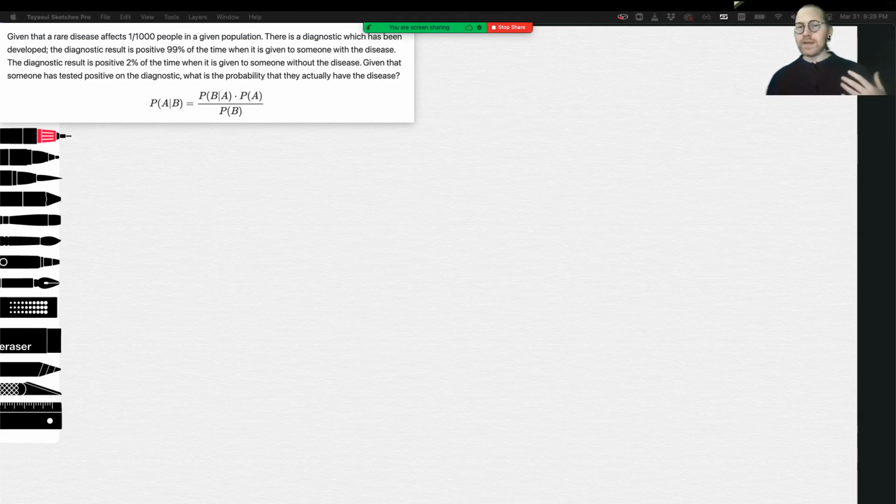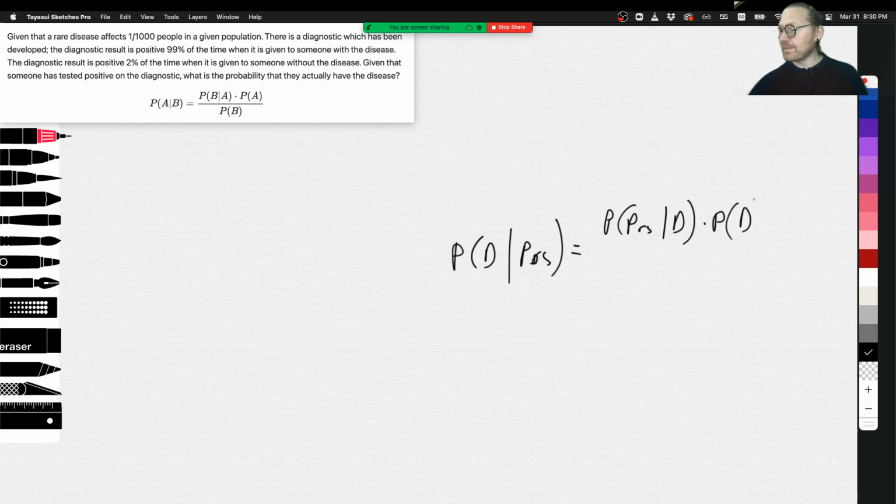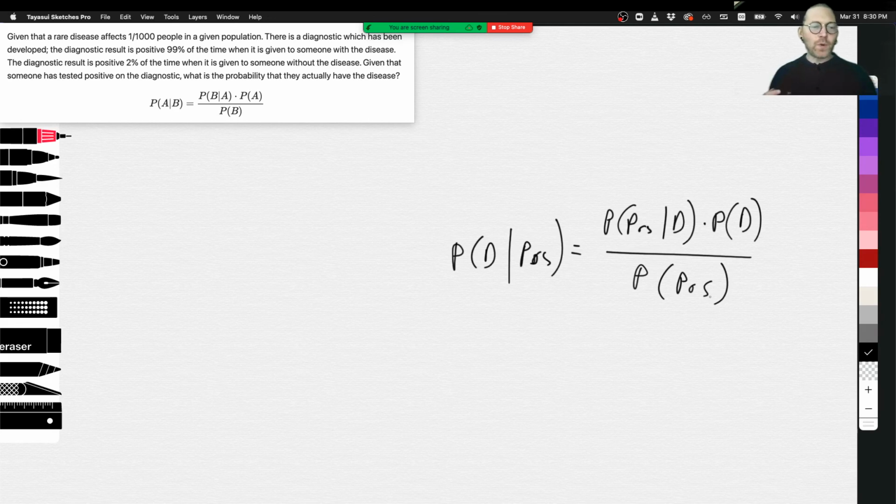So the first thing is let's think about the question that's being asked. Given that someone has tested positive on the diagnostic, what is the probability that they actually have the disease? I'm going to call that the probability of having the disease, given having tested positive. The first thing I'll usually do is write this out in the Bayes construct. This is just the probability of testing positive given having the disease, multiplied by the probability of having the disease, over the probability of testing positive. Now I'm going to write down what we know.